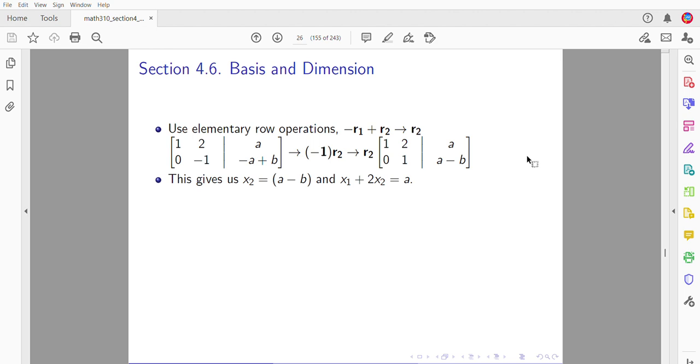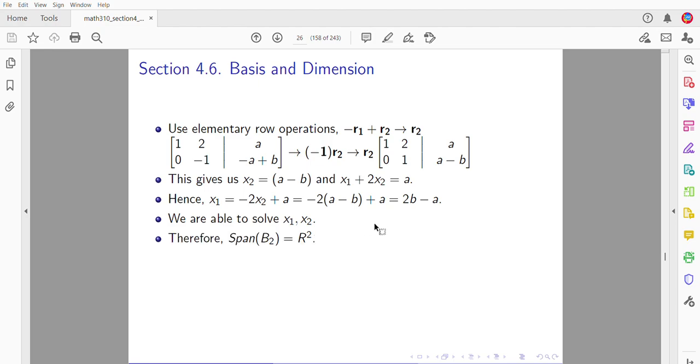What does this say? This immediately tells me x2 has to be A minus B. And the first row gives me x1 plus 2x2 is A. I already know what x2 is, so we can solve for x1. Just substitute x2 equals A minus B. Simplifying, I get 2B minus A to be x1. In other words, we are able to solve for x1 and x2. Therefore, the span of B2 is R2. So B2 is also a basis.